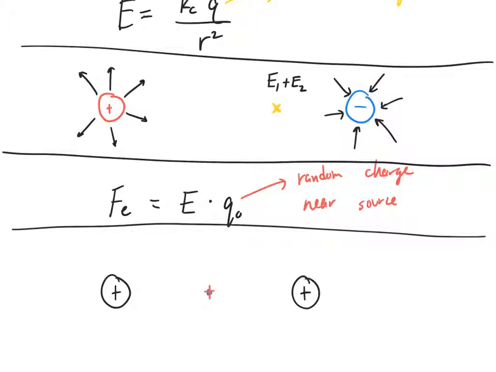Now, what if instead I took this proton and just moved it a little bit to the right? Just a tiny bit. Which field is going to be stronger? The one on the right or the one on the left at this location? Which field is stronger? Why?